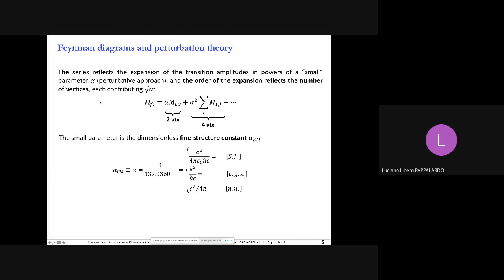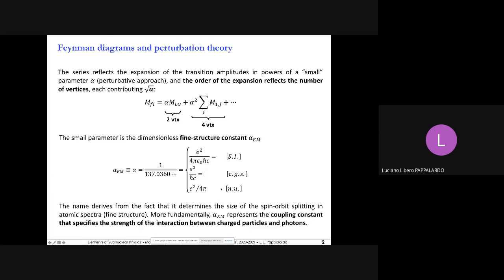Now, the small parameter is, as you already understand, the dimensionless fine structure constant, alpha, or alpha EM, if you like, which, when measured at low energy, is of the order of 1 divided by 137, as you know from quantum mechanics. And this we can write in whatever system of units. In the international system, we have it in full glory. In CGS, it is much simpler. And then in natural units, it's just e squared divided by 4 pi. So we will stay on these units.